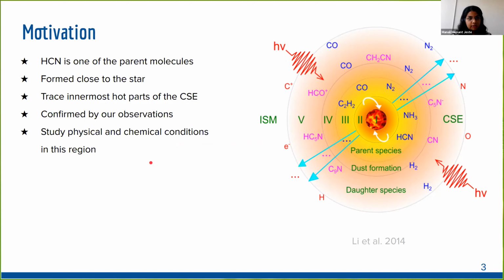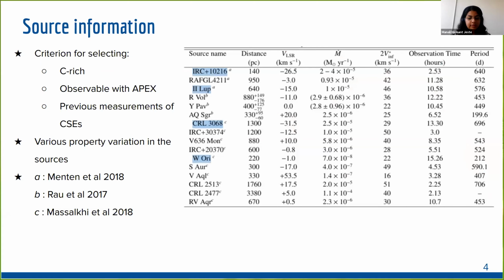So to start with, we have collected 16 carbon-rich stars for our project here. The criteria are that they are observable with APEX, so in the southern hemisphere, and that there have been previous measurements of these envelopes in the past. On the right, you can see the sample of our AGB stars, the 16 carbon stars, and we have taken them from Menten et al. 2018, Rau 2017, and Massalkhi 2018.